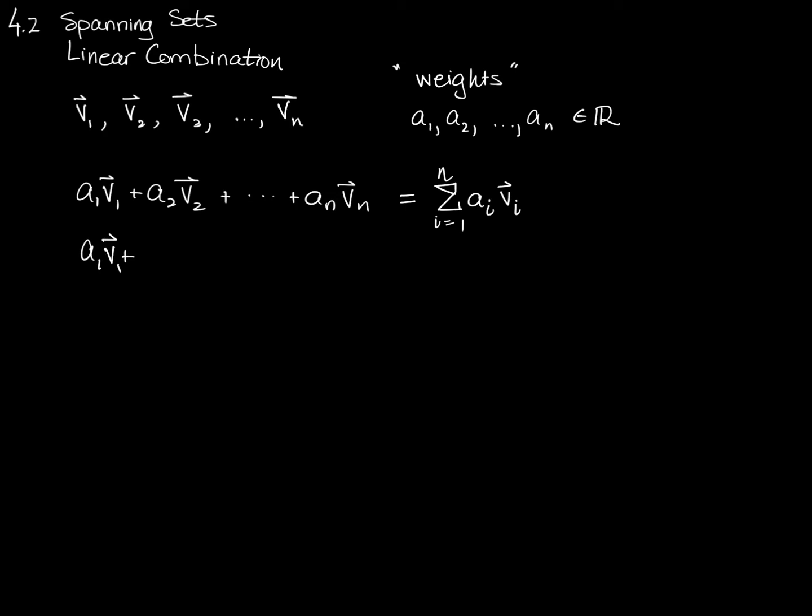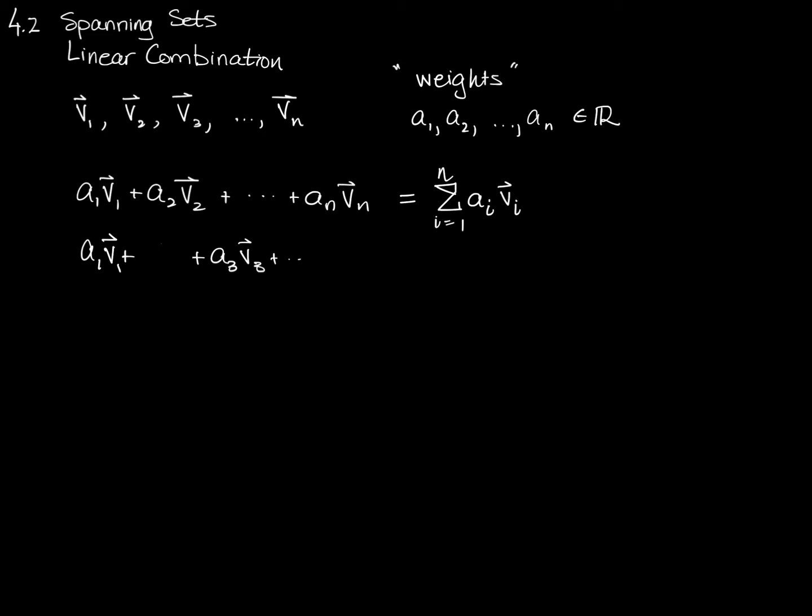I don't need to write plus 0 v sub 2, right? I don't need to include this. But what leaving it out implies is that a sub 2 is 0. So I have used all the vectors in my set of vectors. I've used all of these vectors in writing this linear combination, even if it appears that some of them got left out.